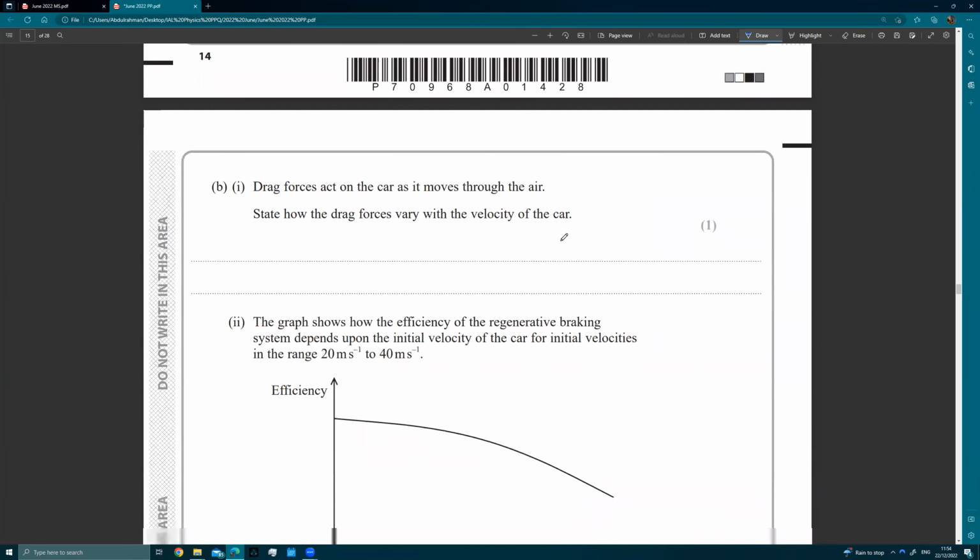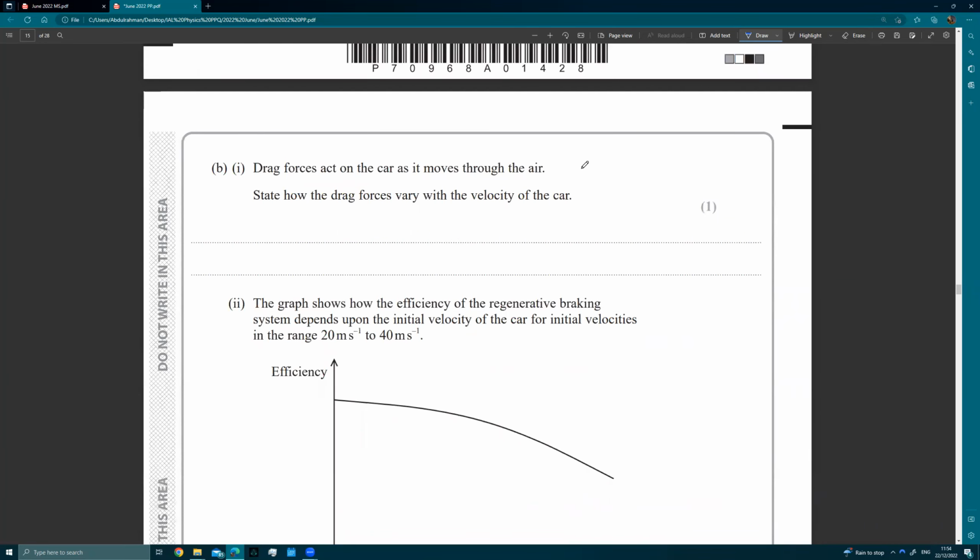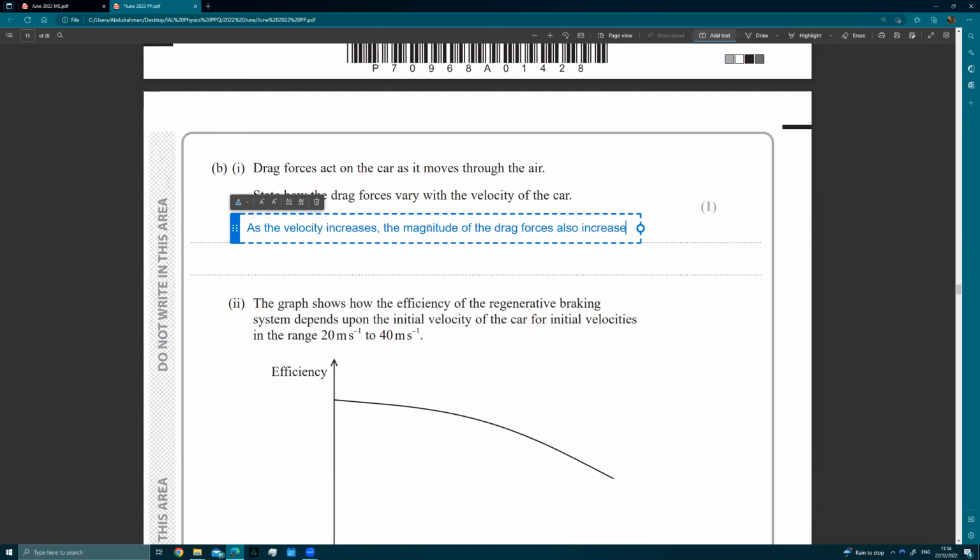Okay, let's continue. Drag forces act on the car as it moves through the air. State how the drag forces vary with the velocity of the car. Well, you should all know that as the velocity increases, the magnitude of the drag force will also increase. So as the velocity increases, the magnitude of the drag force is also increased.